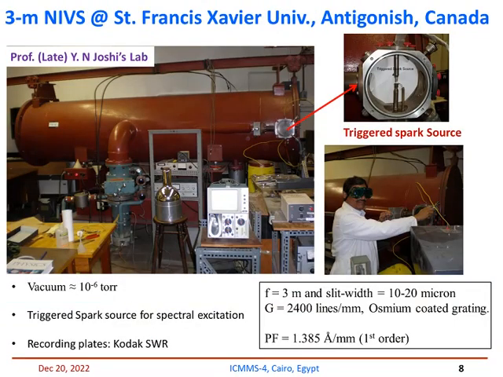Here is the view of a classical high-resolution vacuum spectrograph of 3 meters size. It uses a triggered spark source for the spectral excitation. High vacuum inside the spectrograph is required since it operates in the wavelength region below 2000 angstrom. The spectrograph has a high groove density, normal incidence grating, capable of producing a dispersion of 1.4 angstrom per millimeter. The spectrum is recorded on Kodak short wave radiation plates and they require calibration.